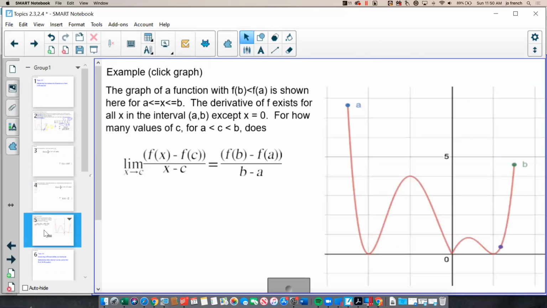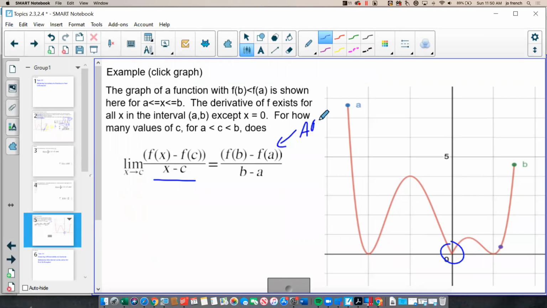Here's a third example. I have a graph of a function here, and it's shown for all values between a and b. It's continuous. But the derivative exists everywhere except x equals 0. So right here, we'll talk about why the derivative doesn't exist there in the next section. And now we're curious for how many values of c, for every c between a and b, does this limit as x approaches c equal this expression, which is the average rate of change between my endpoints, change in y over change in x. This expression on the left is my derivative of the function.